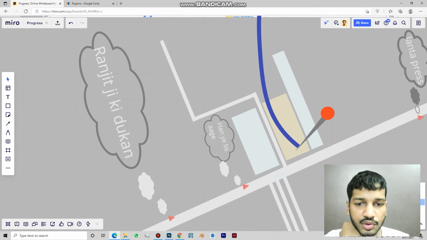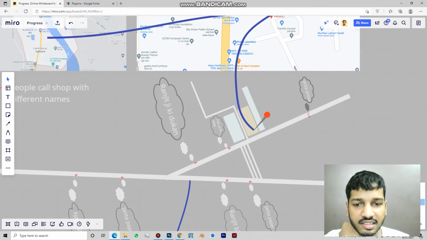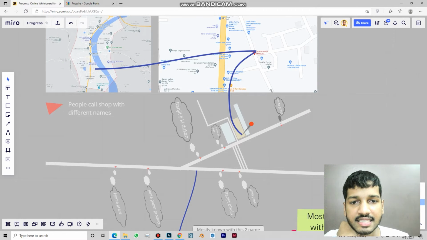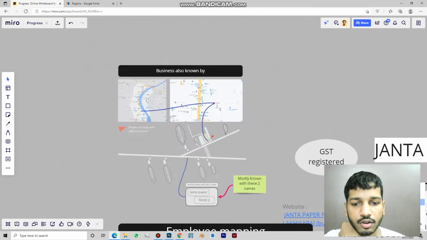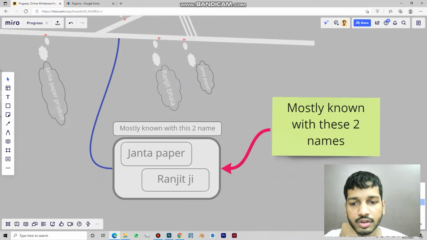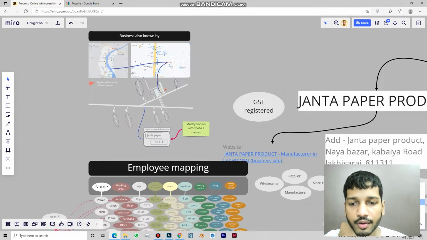So this is the area where the shop is, and this is the road, and these were the names that were used for the shop. The most known name was Janta Paper, Ranjit Ji ki dukaan.